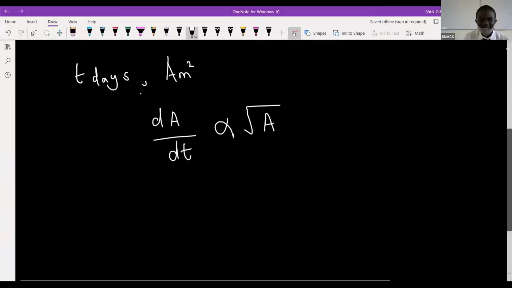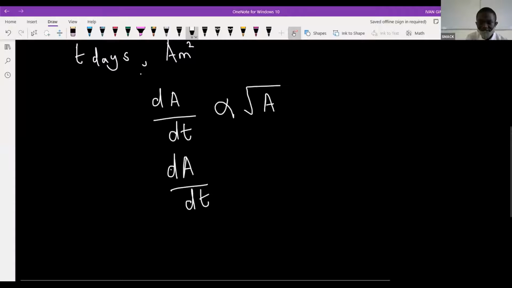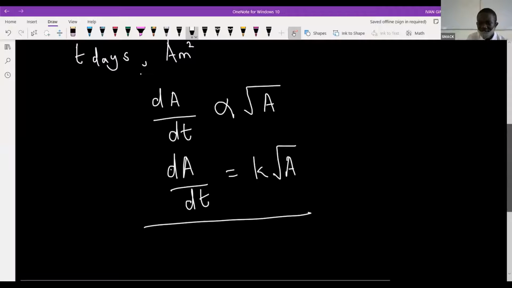So what is next is to form a differential equation by introducing a constant k. By the fact that they have told us that the area is increasing, that implies that our constant is positive. If the area was decreasing, our constant would be negative. But for this case, it is positive. So dA/dt is equal to k, our constant, times the square root of A. That is our part 1, our differential equation.